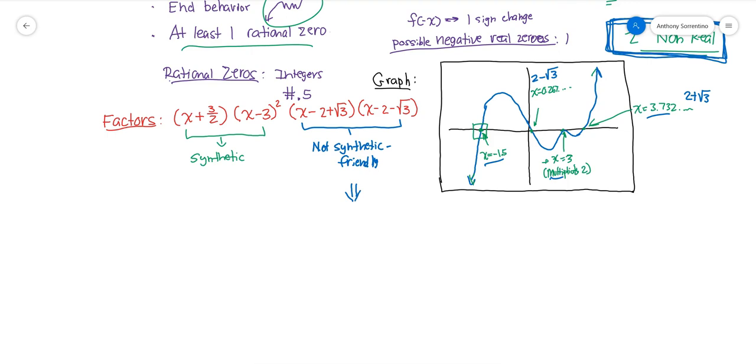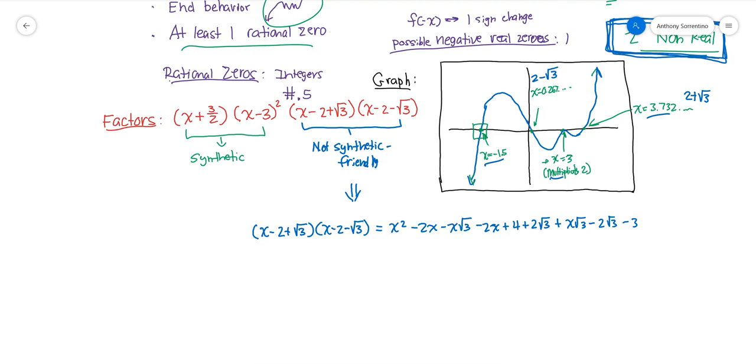But what I can do with those is multiply them together. So if I take x minus 2 plus the square root of 3 and x minus 2 minus the square root of 3, and I multiply those through, I'm going to have x squared minus 2x minus x square root 3, minus 2x, plus 4 plus 2 square root 3, plus x square root 3, minus 2 square root 3 minus 3.